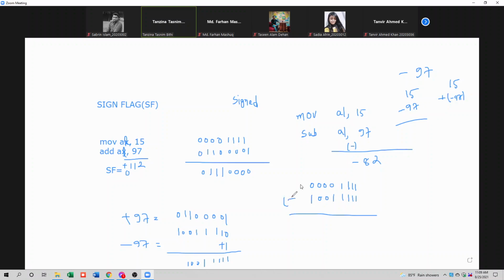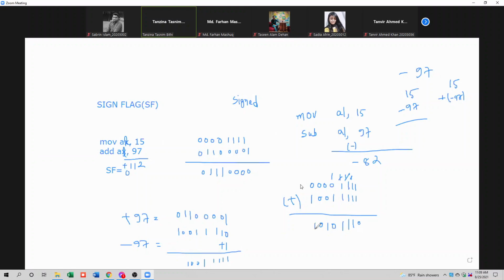Now we are going to add these two numbers. So what will be the result? 1 plus 1, 0. We carry 1. 1 plus 1, 0. 0 plus 1, 1, with another carry 1. 1 plus 1, 0. 0 plus 1, 1. We carry. And 1 plus 1, 0. 0 plus 1, 1. Then 1 plus 1, 0, 1, 0, 1.